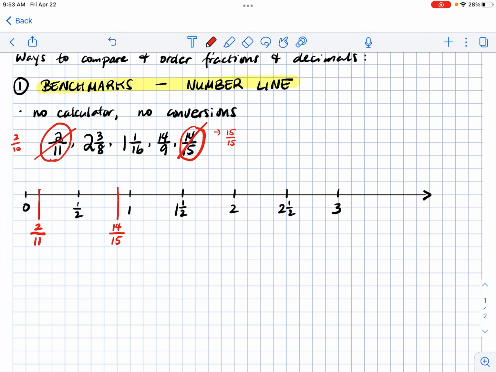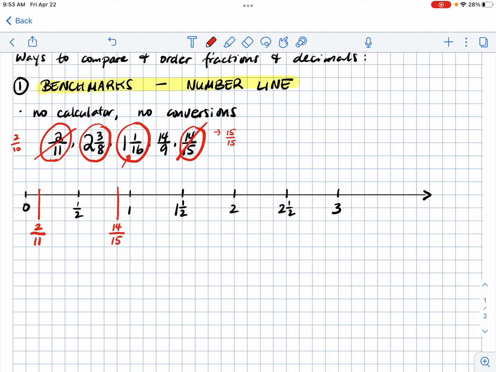So now we've taken care of the two fractions that are proper and they're easier to deal with. Now, you know what else is easier to deal with? It's easier to deal with the two in the middle because with a mixed number, it's easier to see where the whole is, right? What I mean by whole is the whole number. So let's look at 1 and 1/16 first.